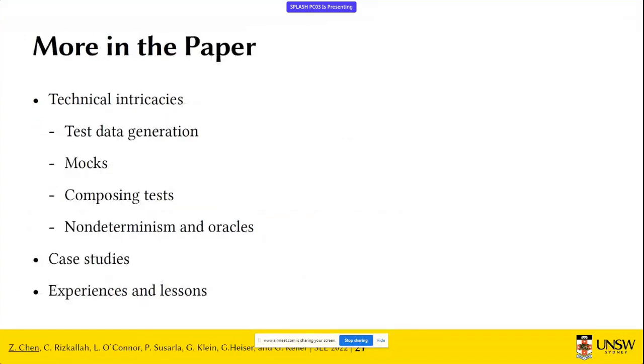There is more in the paper. It discusses lots of technical intricacies, like how we generate test data effectively, how we use mocks, how we compose tests, and what kind of non-determinism and oracles we can use to make the testing framework more flexible. We provide case studies of the two errors that we showed in the previous figure, and we also share our experiences and the lessons learned during this exercise.